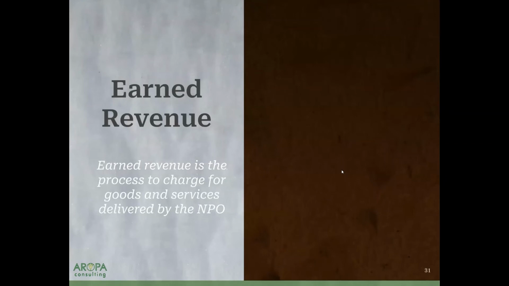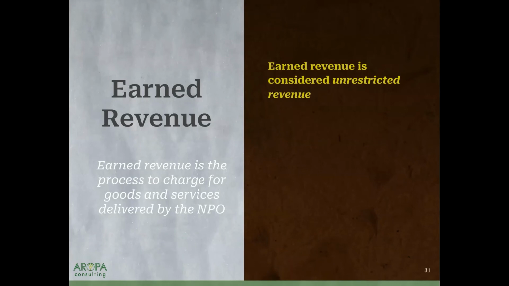So last but not least, earned revenue. Earned revenue is, as I mentioned earlier, the process to charge for goods or services. So maybe you run a nonprofit fitness club and it's the membership each month. Maybe you're a humane society and you charge an adoption fee. This is all considered earned revenue. Earned revenue is unrestricted. It is not restricted to anything, even though you are charging for a particular service, it is not restricted because it is an exchange, right?